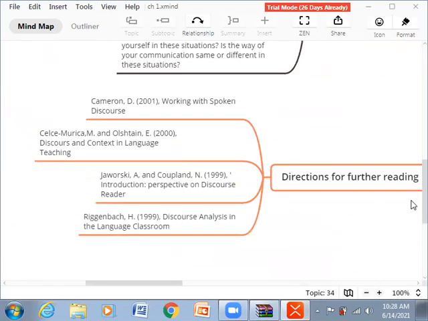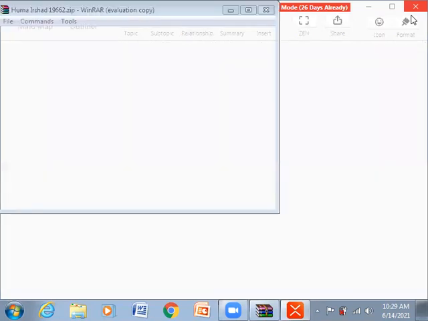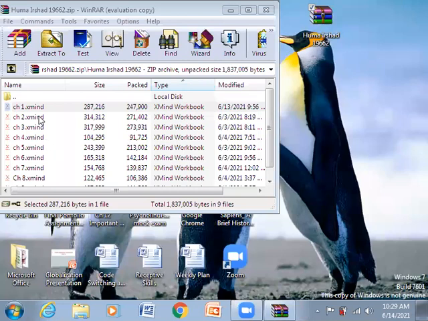So, directions for further reading. Here are some research papers for further reading if you want to do research on discourse analysis. So, these are some research papers. Now, go for chapter 2.